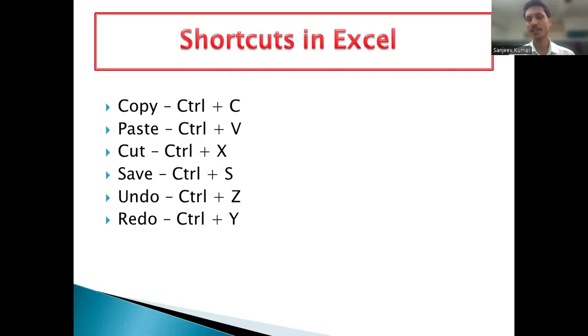And these are the shortcuts in Excel. If you want to copy the data, that means Control+C, and paste, Control+V. For cut, Control+X. For undo, you have to use Control+Z. And then redo, Control+Y. And if you want to save the data, then you have to use Control+S, then it will save your data automatically.